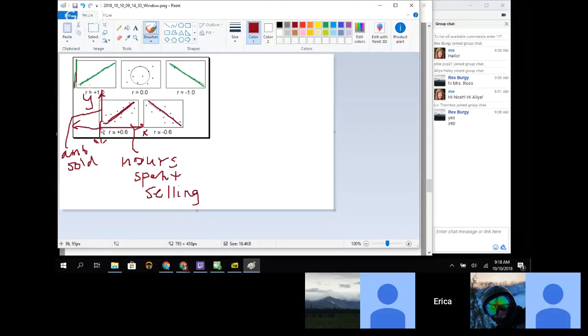So this R value actually has to do with how well your line of best fit matches up with your actual data. Okay. R can go from -1 to 1. So the best R value you can get is -1 or 1. And it's called the correlation coefficient. Okay, so what do you notice about these two up at the top in the green? They match up perfectly, right?